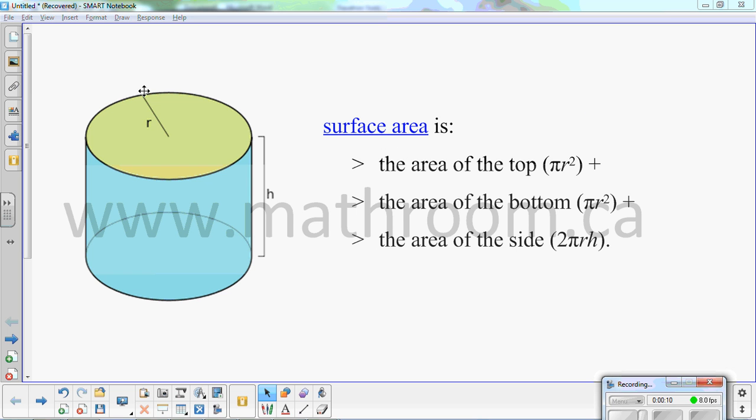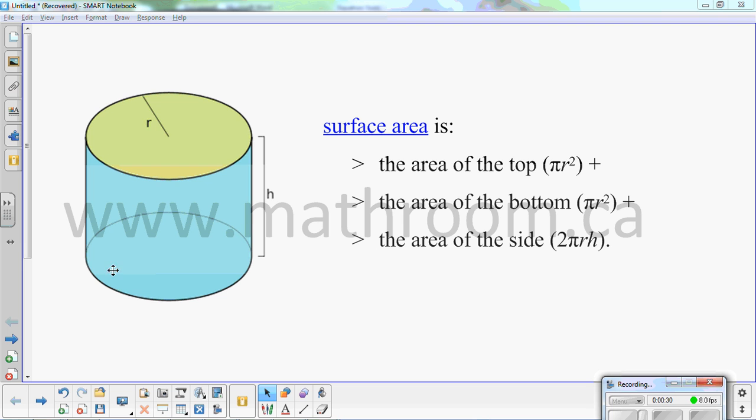The first thing we have to do is find the surface area of the top, this green circle. The area of the top we can find with area equals pi r squared. Step 2 is to find the area of the bottom, which is also pi r squared, and both the top and the bottom are the same in a right cylinder.